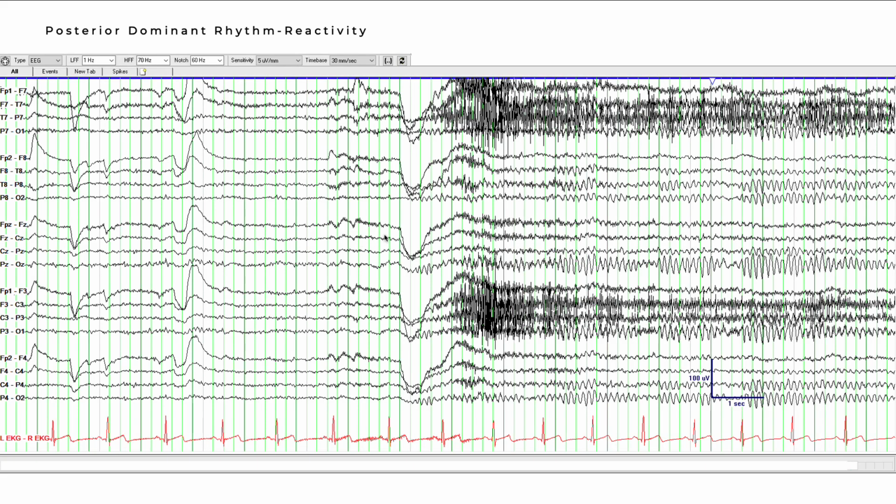Here's a great example of reactivity. The patient opens their eyes here. You're not really seeing much of an alpha rhythm or posterior dominant rhythm. Then they close their eyes here, and all of a sudden you start to really see a posterior dominant rhythm form. This is what reactivity looks like in a very pronounced example.